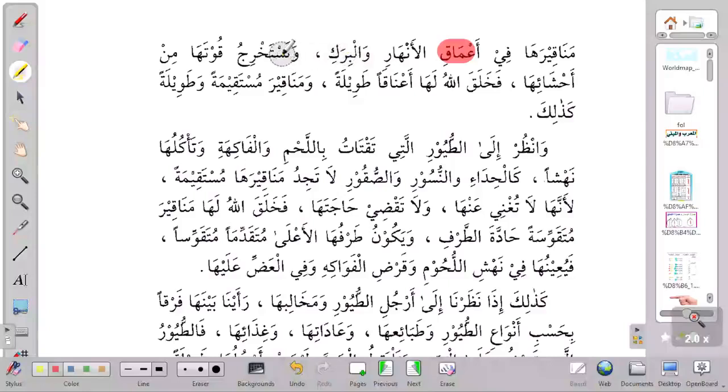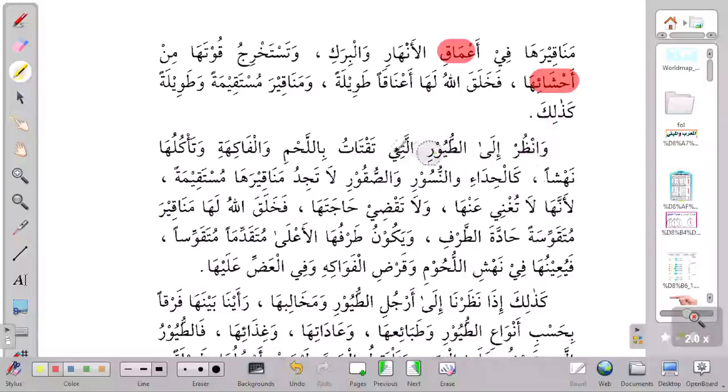All that is clear. وَتَسْتَخْرِجُ قُوتَهَا مِنْ أَحْشَائِهَا, and they remove their sustenance from the depth of it. أَحْشَاءٌ is similar to أَعْمَاق. It also means the depth of something, the interior part. So it's giving us different vocabulary for the same meaning. فَخَلَقَ اللَّهُ لَهَا أَعْنَاقًا طَوِيلَةً, and so Allah created for it long necks, وَمَنَاكِيرَ مُسْتَقِيمَةً, and beaks that are straight, وَطَوِيلَةً كَذَلِكَ, and long like that.